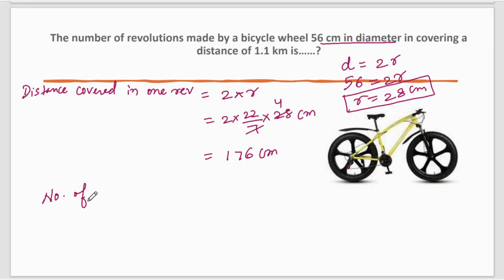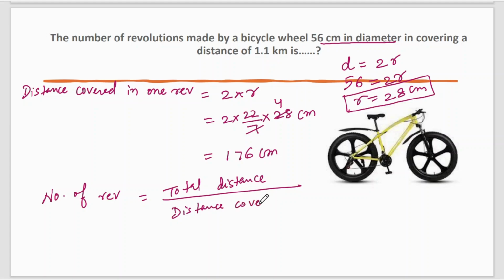Now number of revolutions. We use the formula total distance divided by distance covered in one revolution. What is the total distance we have covered? It is 1.1 kilometer. Now 1.1 kilometer means what? We have to convert this first into centimeter because our distance covered in one revolution has been given in centimeter.